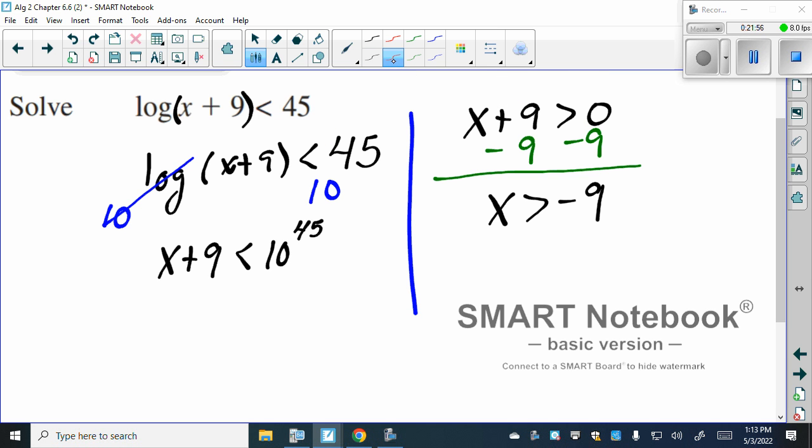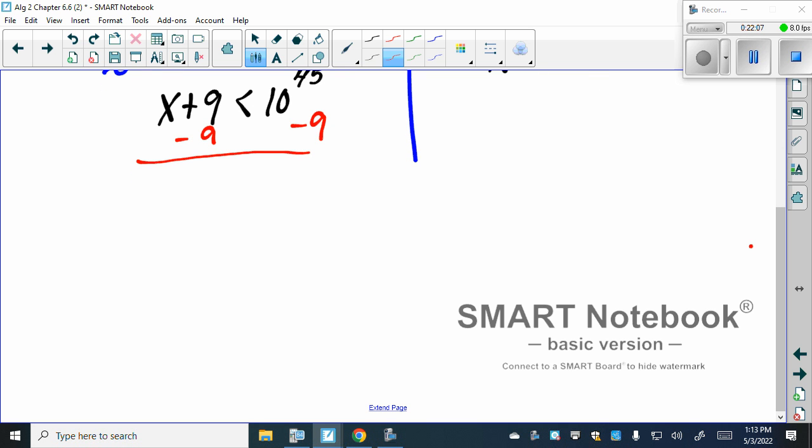Now what do we need to do next to solve for the value of x? We need to subtract 9 from both sides. And if we subtract 9 from both sides, we get that x is less than 10 to the 45th minus 9. I'm going to leave it as that because 10 to the 45th is a massively large number, and we're going to leave it there.